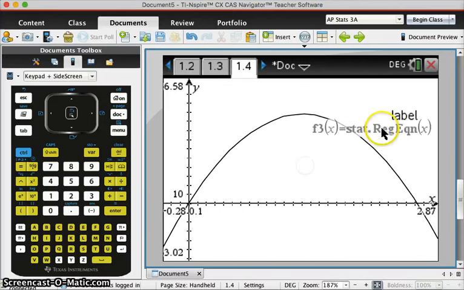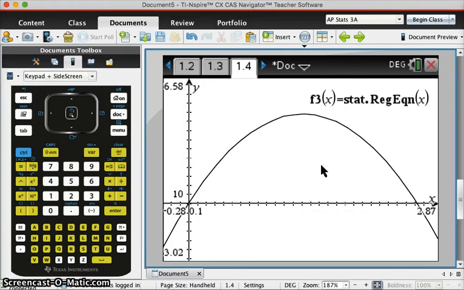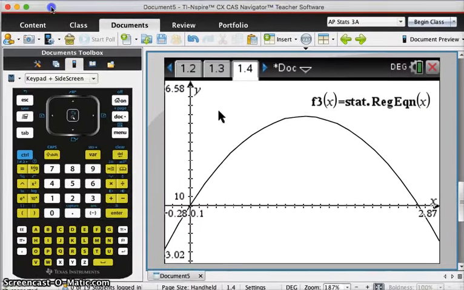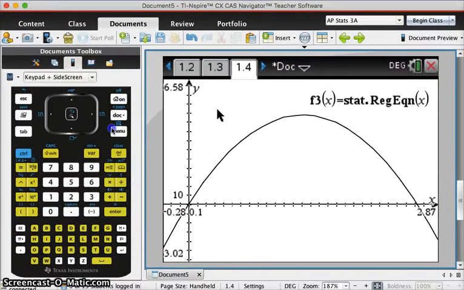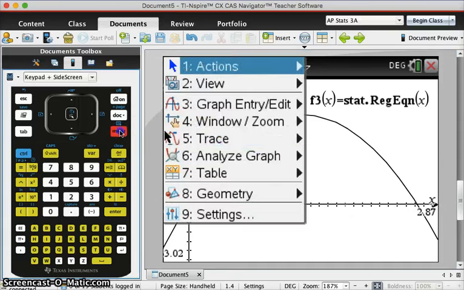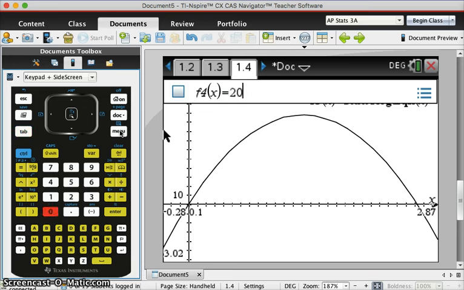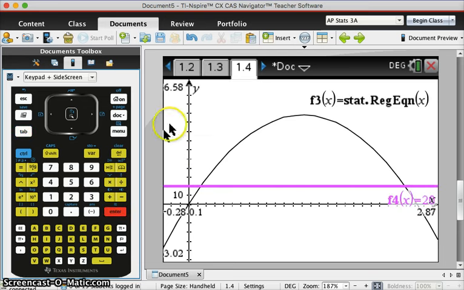Okay. So if I get that equation where I want it, the question was, oh, I lost it. I'm not having time. When are we at 20 milligrams per liter? So I could graph another one where it's 20. Sorry, just graph a horizontal line at 20 and see where those intersect. That's one way to do it.